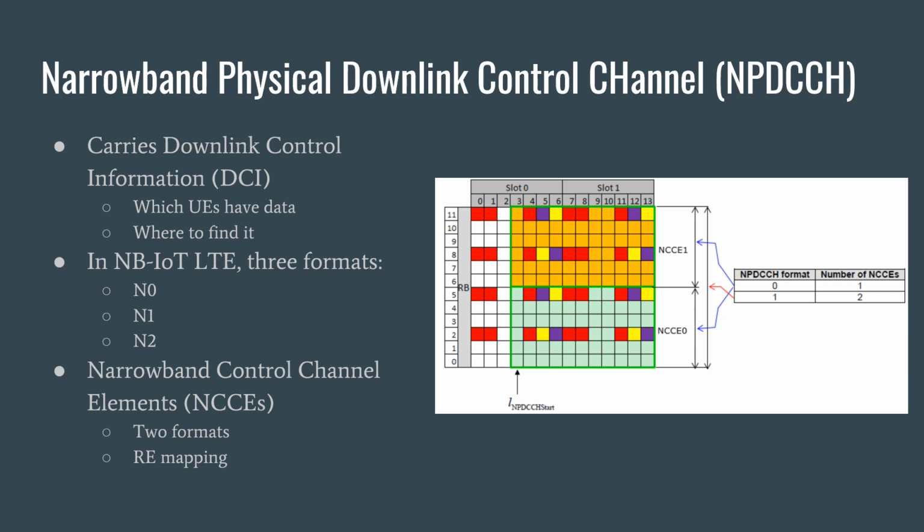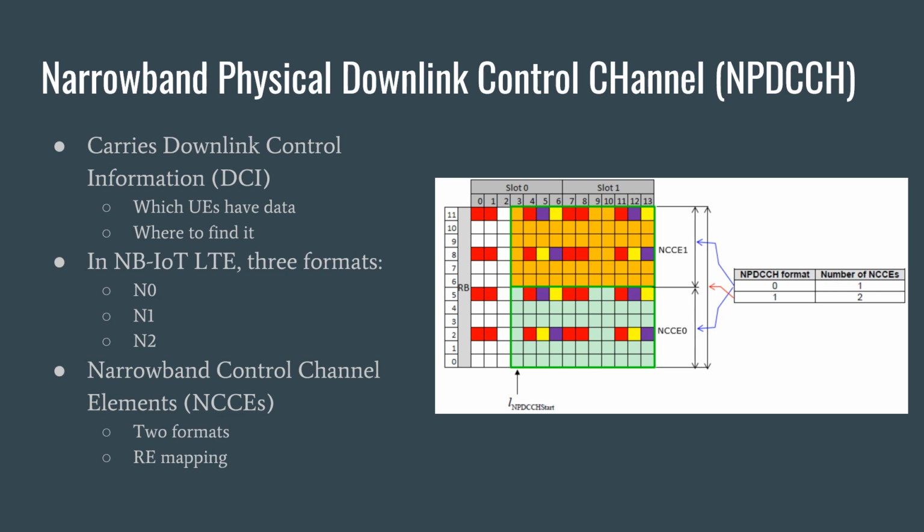The Narrowband Physical Downlink Control Channel, or NPDCCH, is the physical channel that carries the downlink control information, or DCI. The DCI contains information about which UEs have data and where to find it. In the NB-IoT LTE standard, there are only 3 types of DCI formats: N0, N1, and N2. N0 is used for the UL grant or NPUSCH scheduling. N1 is used for DL scheduling or NPDSCH scheduling, and N2 is used for paging and direct indication.